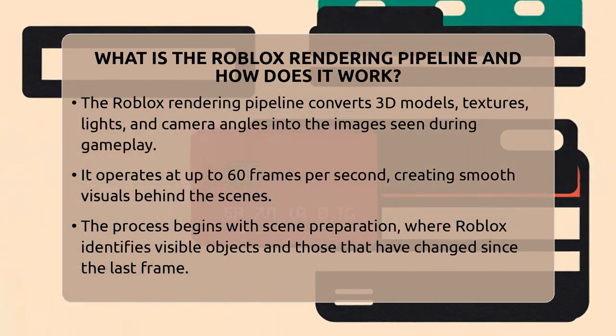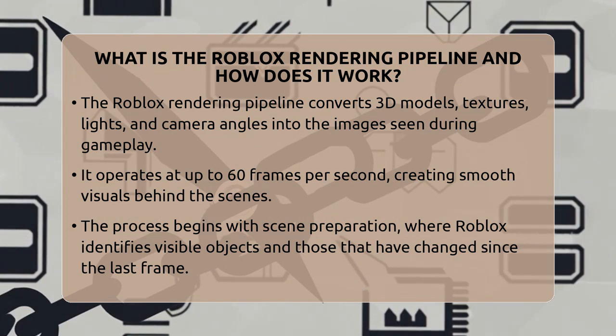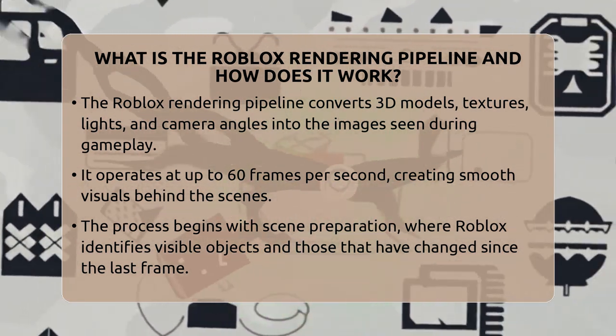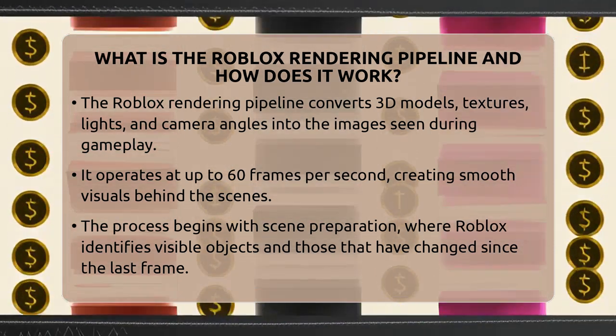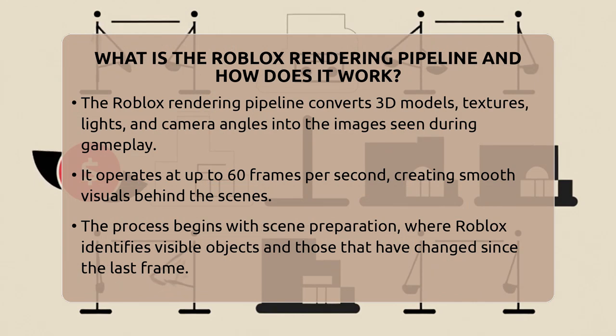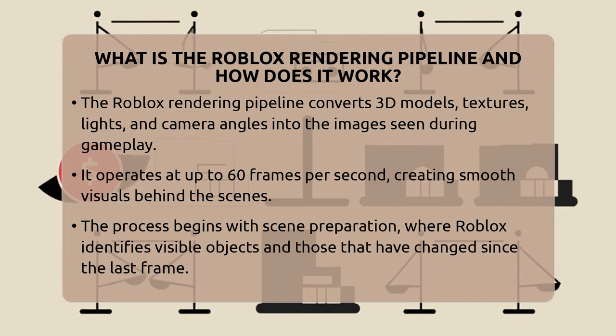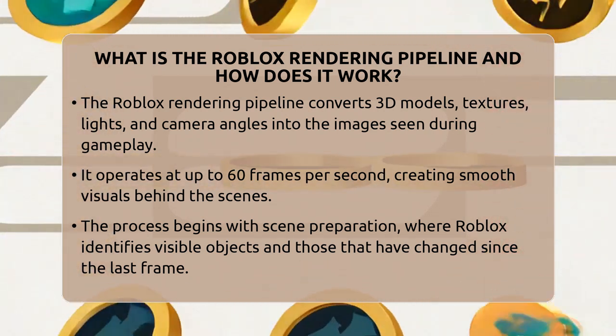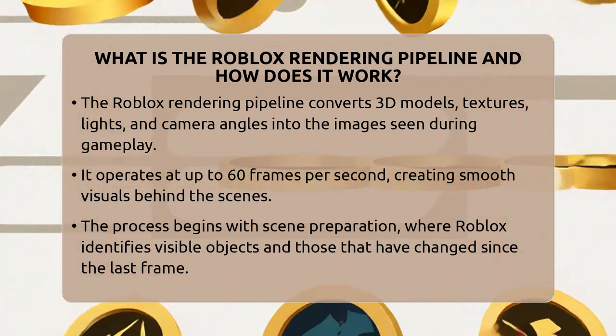create those crisp visuals. Understanding how this pipeline functions can help you make your game run better and look more polished. It all starts with your game's building blocks: models, textures, lights, and the camera. These elements define what your game looks like and how players see it. The rendering pipeline takes this information and processes it step by step.